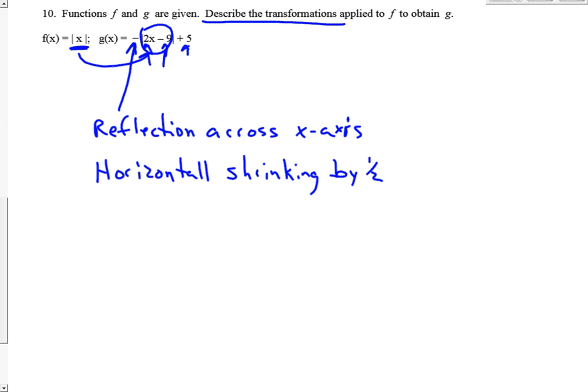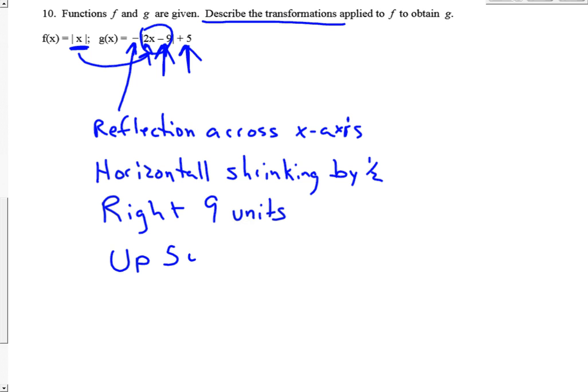The minus 9 right there is shifting either left or right. And because it's the opposite, we look at it as a positive 9, which would be to the right. So right, shifting right by 9 units. And then this 5 on the outside is straightforward. It's up or down because it's plus 5. It's going to be up 5 units. And that's what we need to write to describe all those transformations.